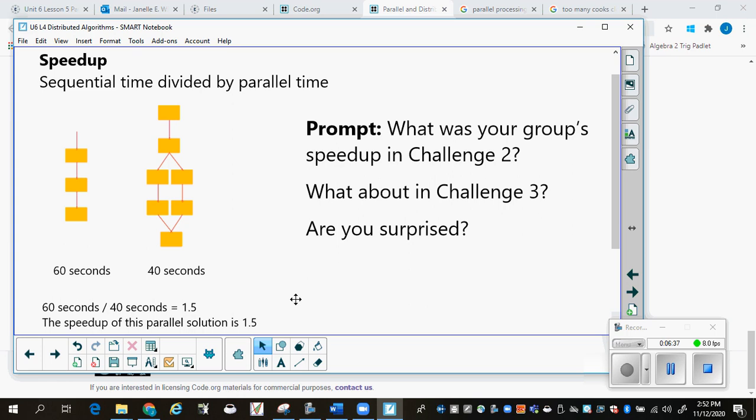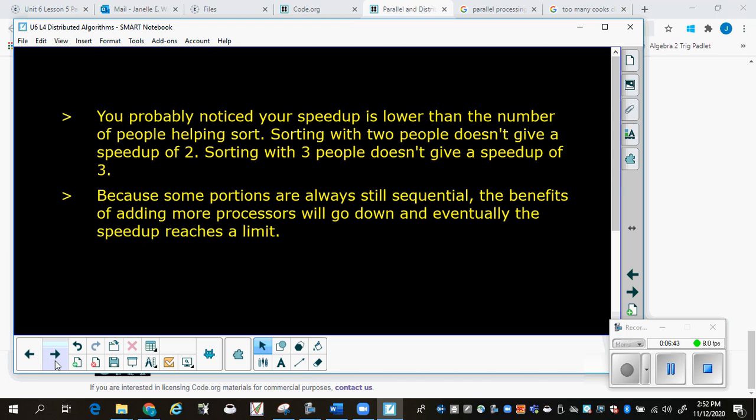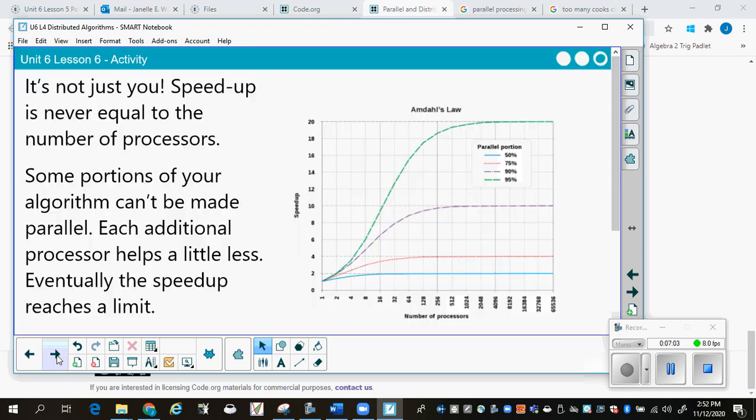Speed up, there becomes a limit. You can't always get faster and faster just because you're throwing things at it or people at it. You probably noticed that your speed up is lower than the number of people helping sort. Sorting with 2 people doesn't give a speed up of 2, and sorting with 3 doesn't give a speed up of 3. Because some portions are always still sequential, the benefits of adding more processes will go down, and eventually the speed up reaches a limit.